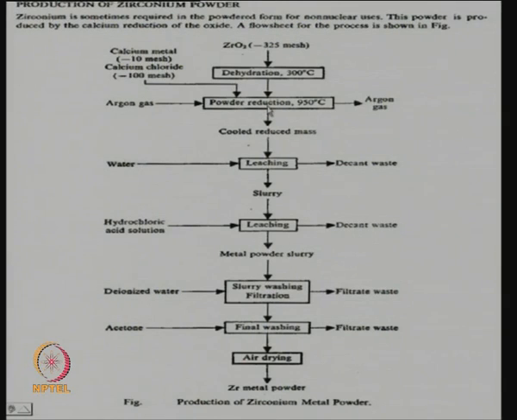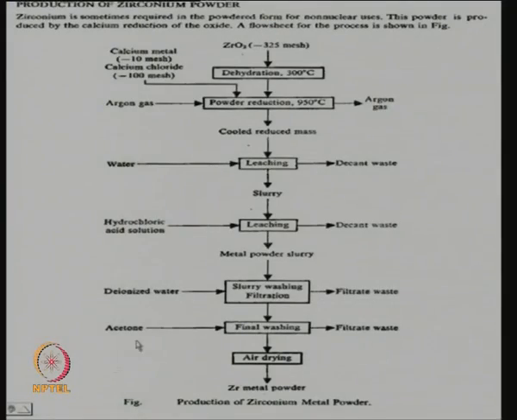powder reduction will be done by calcium metal in presence of calcium chloride, the same technique. So, it is a calciothermic reduction in presence of calcium chloride. The calcium chloride is simply to produce a lower melting slag. So, it is to drive the reaction to the right. And then the powder reduction will take place around 950 degrees in argon gas.